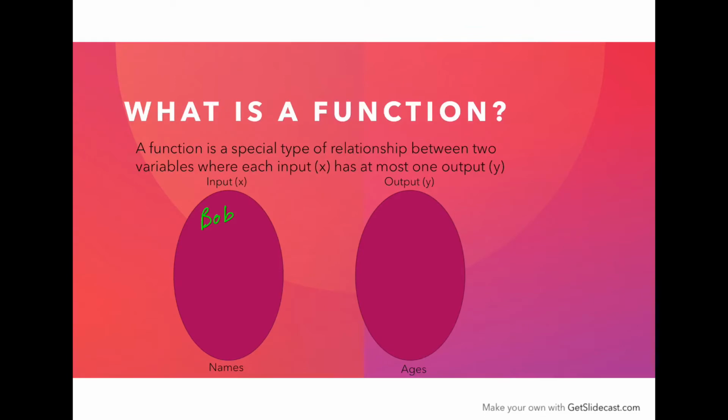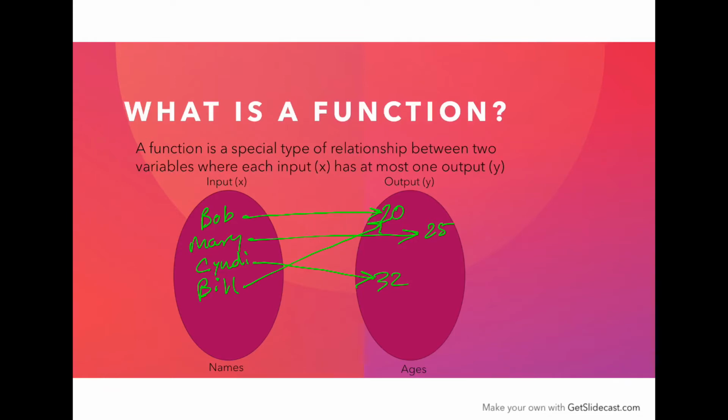Let's take a look at it from another standpoint. Let's say we have some names, and this is my input. We have Bob, Mary, Cindy with a Y, and Bill. And we have several ages: a 20, a 25, and a 32. So Bob is 20, Mary's 25, Cindy's 32, and let's say Bill is also 20.